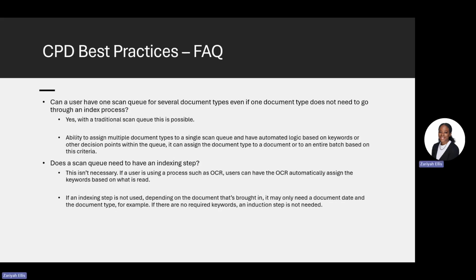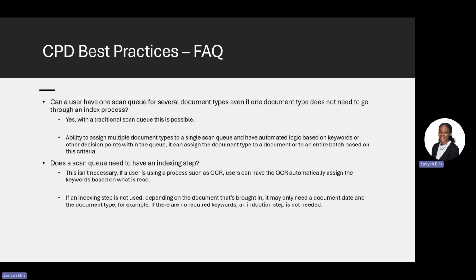Frequently asked questions when it comes to Capture Process Designer. Can a user have one scan queue for several document types, even if one document type does not need to go through an index process? To answer this, yes, with the traditional scan queue, this is possible. Users have the ability to assign multiple document types to a single scan queue and have automated logic based on keywords or other decision points within the queue, which can assign the document type to a document or to an entire batch based on this criteria.